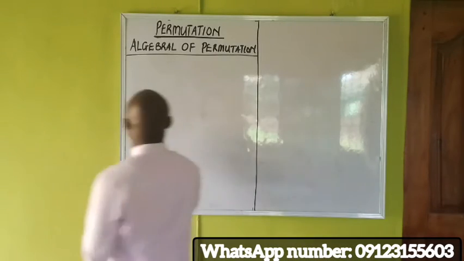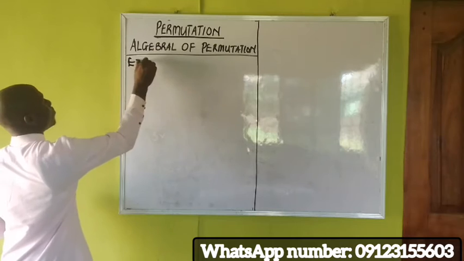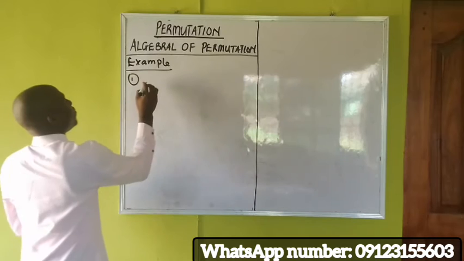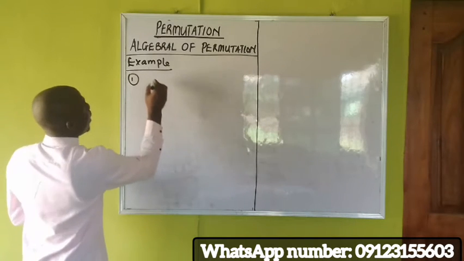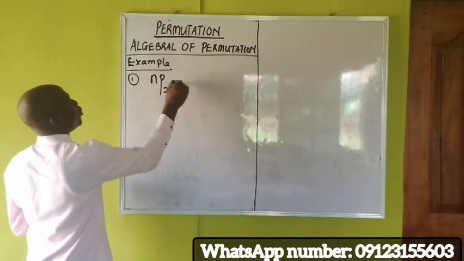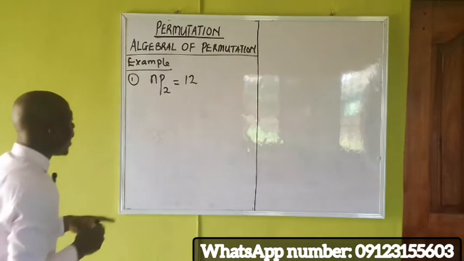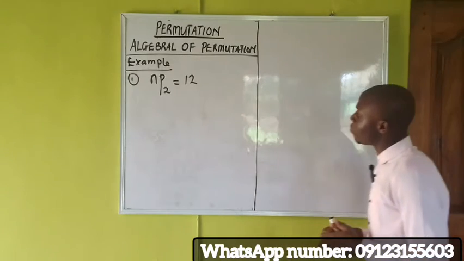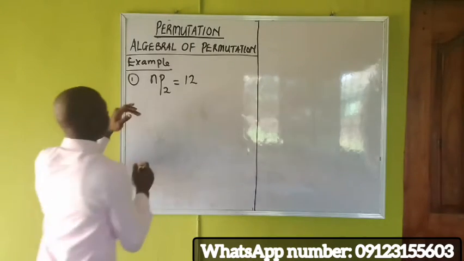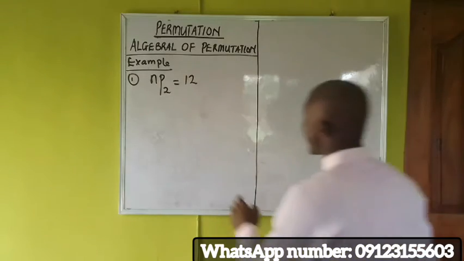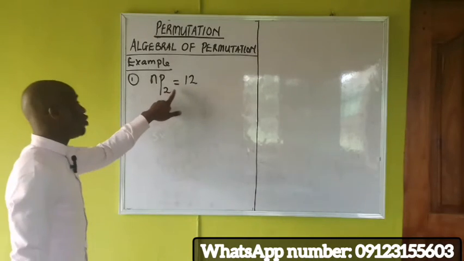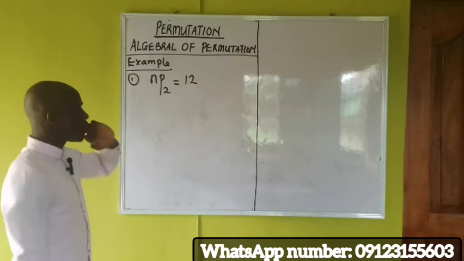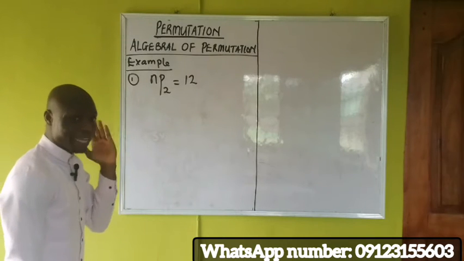Let's say, example 1. I have n permutation 2 is equal in value to 12. What do I do? So I have nP2 = 12. This is what we call the algebra of permutation. Now, I am looking for n. That's the concept, that's the idea. I'm looking for n.